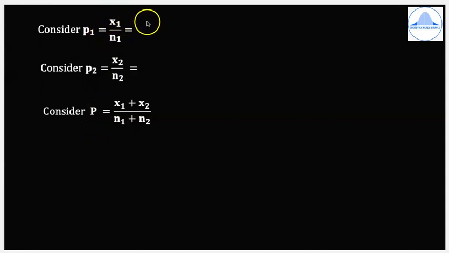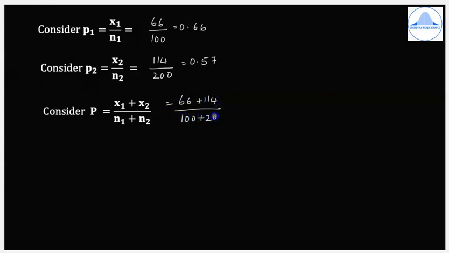So p1 is calculated using the formula x1 divided by n1, that is 66 divided by 100, which is equal to 0.66. Similarly, p2 is x2 divided by n2, which is 114 divided by 200, that is 0.57. And capital P is estimated using the formula (x1 plus x2) divided by (n1 plus n2), which is 66 plus 114 divided by 100 plus 200, which is 180 divided by 300, which is equal to 0.6. Now we also need to calculate Q, which is 1 minus P, which is 1 minus 0.6, which is equal to 0.4.